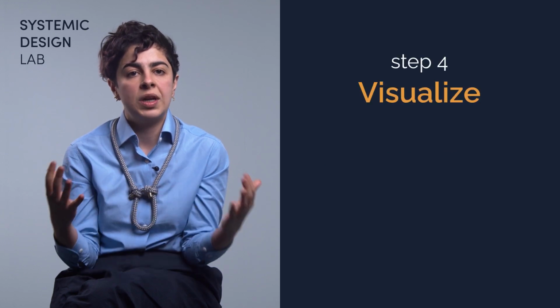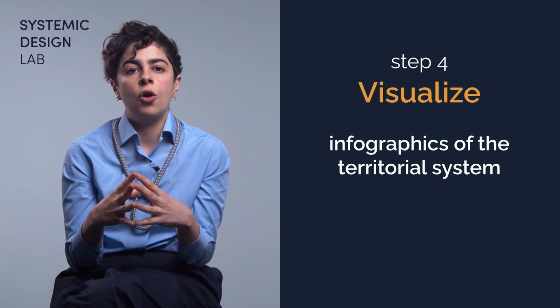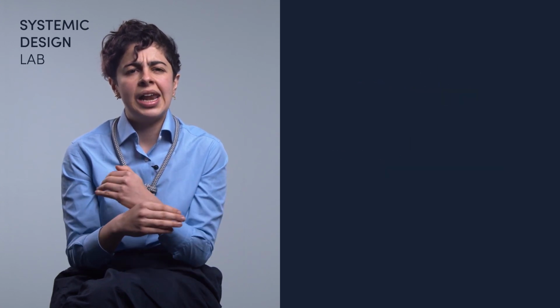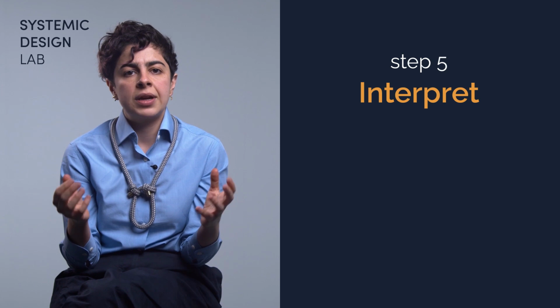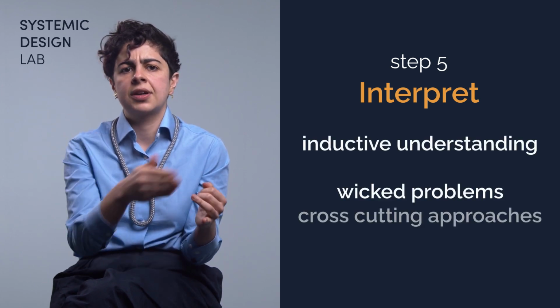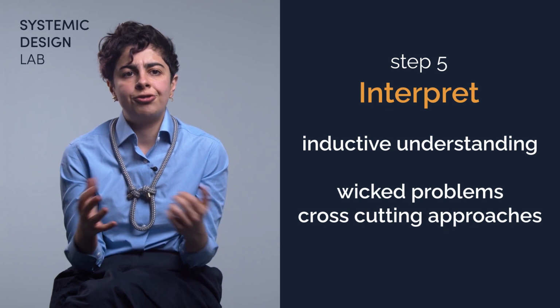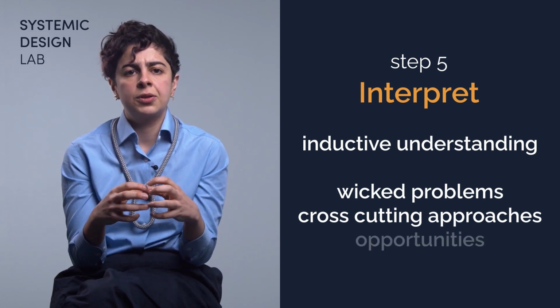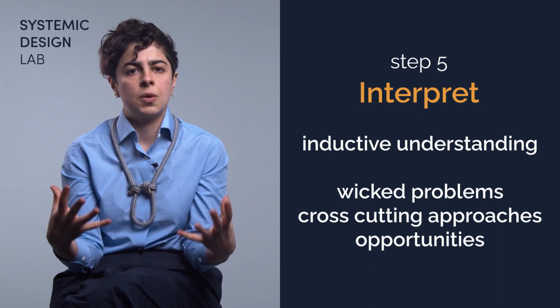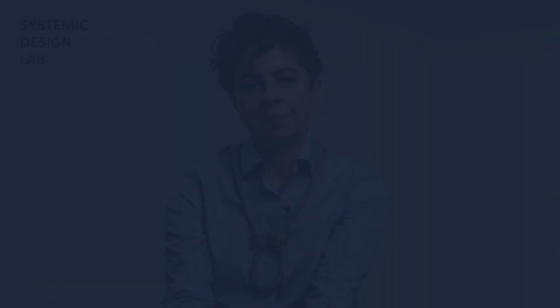It is the visualization, the infographics of our territorial system. This visualization will allow us to understand in an inductive way what the wicked problems and the cross-cutting approaches of the territory are, and where the opportunities are that can be cross-cut from category to category, and so on. So I hope this explanation related to the territory was useful.